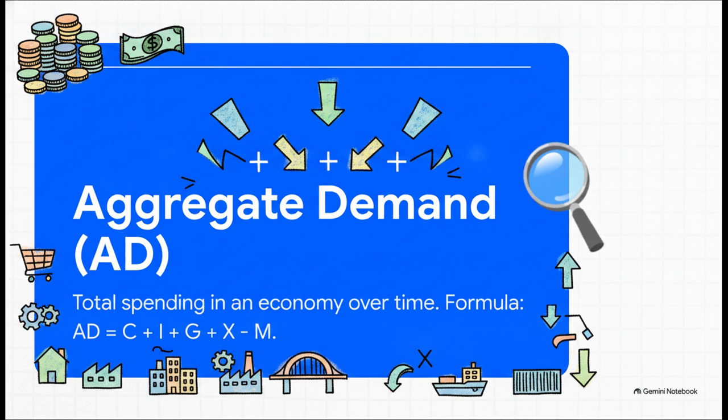It has this master formula that economists use to calculate it. AD equals C plus I plus G plus X minus M. I know, formulas can look a little intimidating right off the bat, but don't worry. We're going to break down this formula step by step so it makes perfect sense.